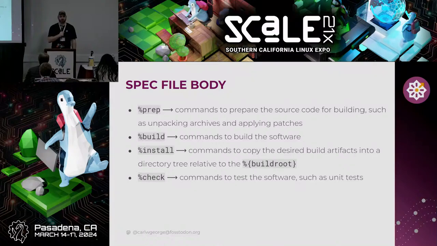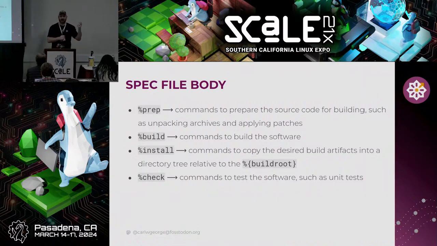And we have that helpful autosetup macro I mentioned earlier. It'll apply all of your patches for you without you having to manually go through with the patch command. It's really useful. The next section is build, and it's exactly what it sounds like. That's what you're going to run to build the software. Those helper macros I mentioned earlier, like make build and make install, would correspond to the build and the next one, the install section.